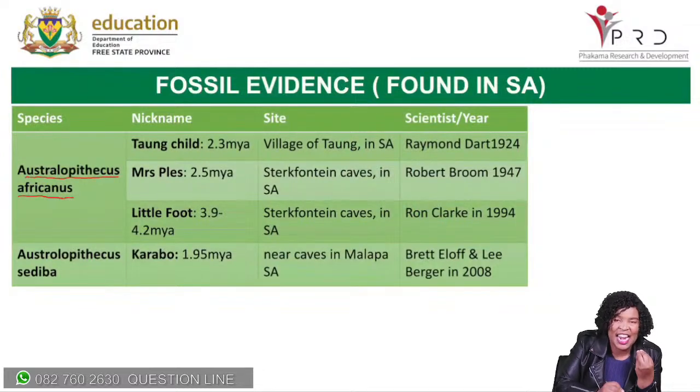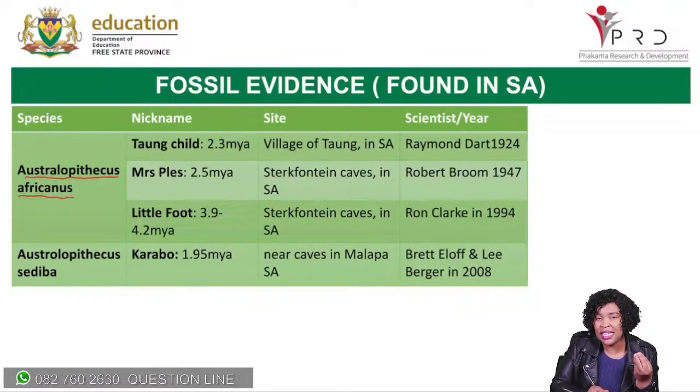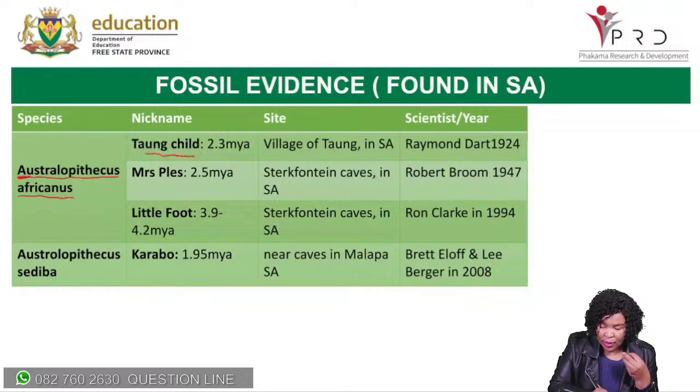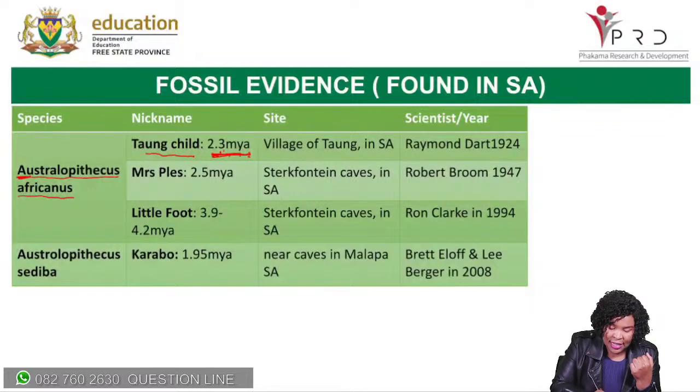The oldest fossils that were found are those of the Australopithecus africanus. So Australopithecus africanus was found where? In South Africa. Take a look at the pictures. Which ones were actually found, or what did they name them? There was one that was found that falls under Australopithecus africanus, that is called the Taung child. It existed about 2.3 million years ago. It doesn't mean it was found then. It existed 2.3 million years ago. That is the Taung child.